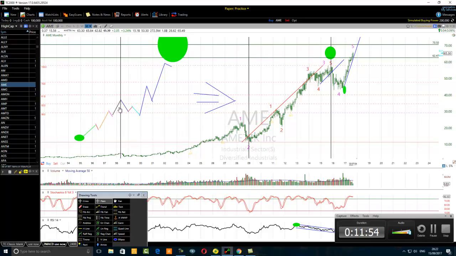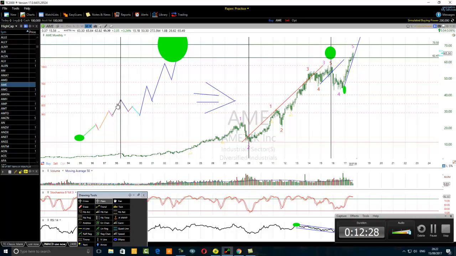So if you have an impulse wave followed by a correction, and the third move is also an impulse move, we will deduct that there's a high chance that we may see another correction, because an impulse move is always followed by what? A corrective wave. This is very important. An impulse wave is always followed by a correction. And if that correction does not come to the beginning of the impulse wave, we will expect a continuation.